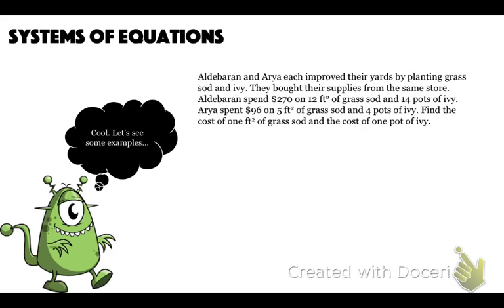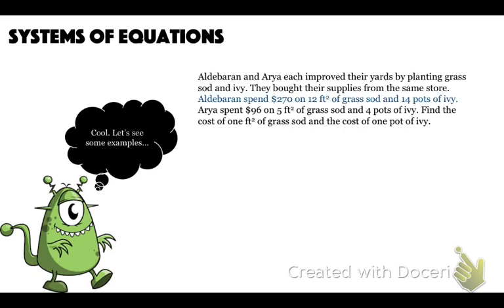Aldebaran and Arya, those are my dogs' names, each improved their yards by planting grass sod and ivy, which is a lie. My dogs do not improve my yard. They definitely destroy my yard, but in this scenario, this is wishful thinking, they bought their supplies from the same store. Aldebaran spent $270 on 12 feet of grass sod and 14 pots of ivy. And Arya spent $96 on 5 feet of grass sod and 4 pots of ivy. And we want to know the cost of one.